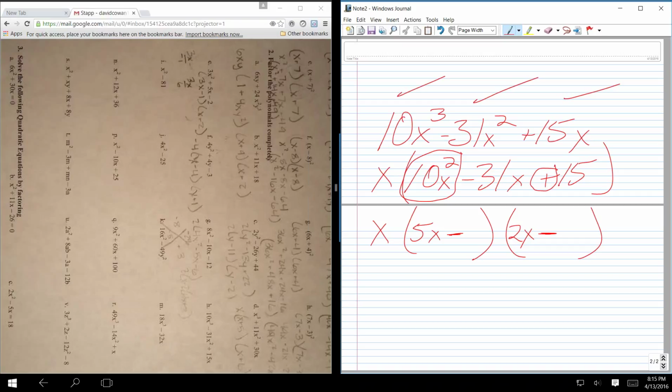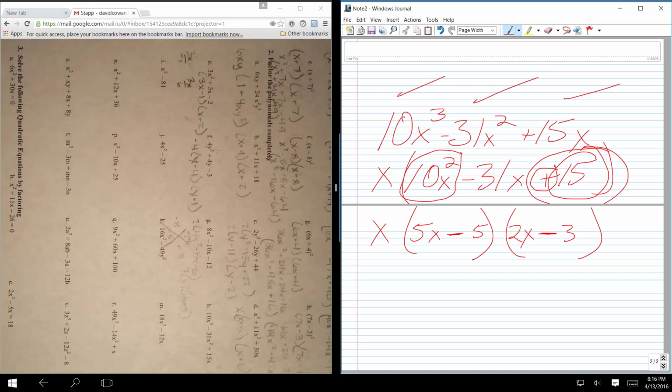Now, what are factors of 15? And we can't even make the statement that factors of 15 have to add to 31, because that's no longer true when you have a coefficient in front of the x. But I still need factors of 15. There's only one way I'm producing a plus 15, and that's if I have factors of 15. Well, let's try 5 and 3. Always try your two closest factors. That's the most likely answer.